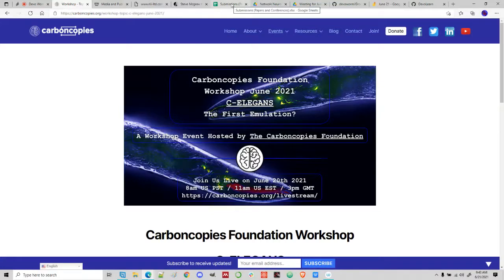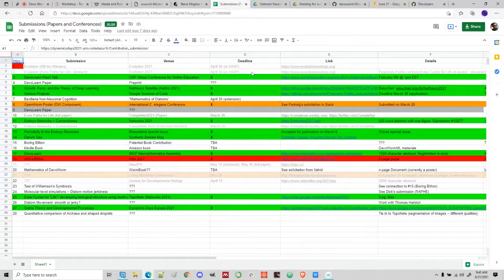So that was the workshop there. Then I want to go to the submissions documents. We don't have very much, we have some things outstanding, nothing with a hard deadline necessarily. The paper on the bacillary and neuronal cognition is a somewhat hard deadline. I'm trying to pull that together into a more formal draft in the next couple weeks.